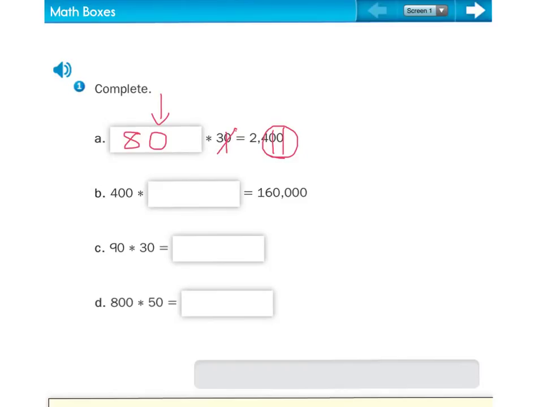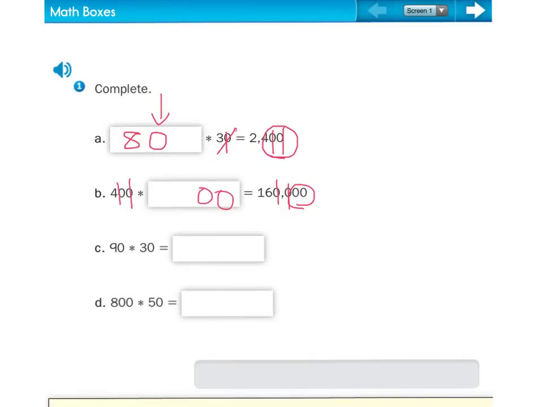I'm going to do the same thing with B. I'm going to think of it without the zeros. Right now, I have 2 zeros on this one. 400 times something equals 160,000. So I have 2 zeros on that 400. If I cross off 2 zeros over here, I'm still left with 2 more zeros, which means whatever goes in that box is going to have 2 zeros at the end of it.